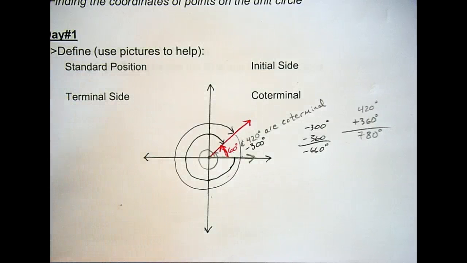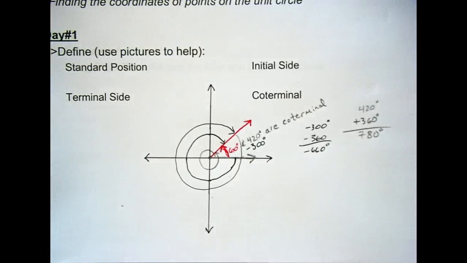Everyone rate themselves 1 to 5. 5, you got it. 1, you don't get it. Okay, very good. That's where we're at. Remember, we always rotate which way for positive? Counterclockwise. We had to learn this. Clockwise for negative.